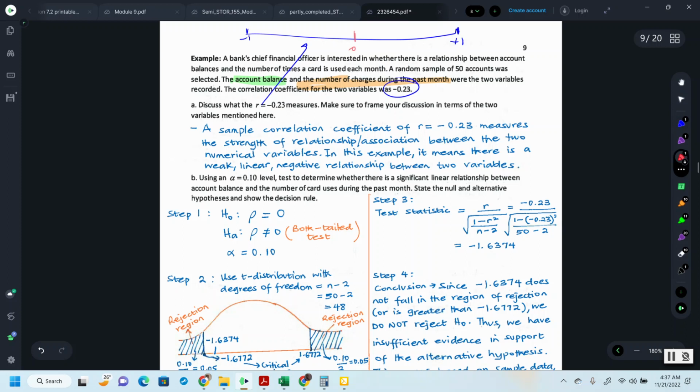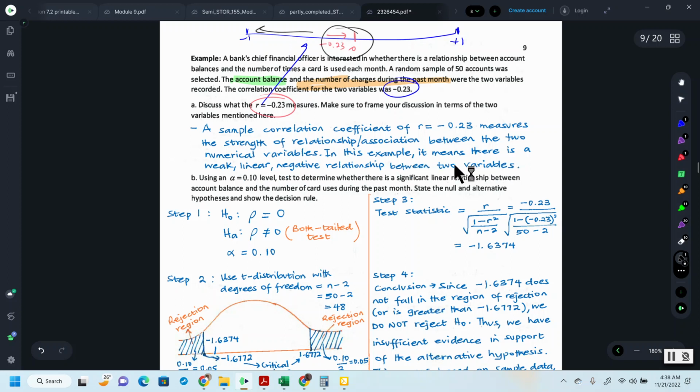You'll recall that your R value should always lie between negative 1 and positive 1. So you have 0 right here. I would argue that R equals negative 0.23 is closer to 0 than it is to negative 1. So this shows definitely a weak relationship. A sample correlation coefficient of R equals negative 0.23 measures the strength of relationship or association between two numerical variables, and in this example, it means there is a weak linear negative relationship between the two variables.